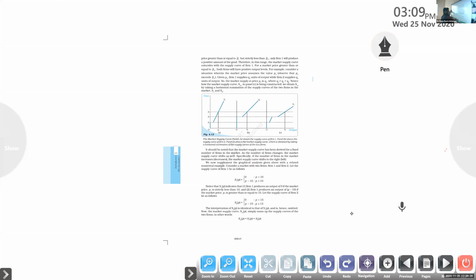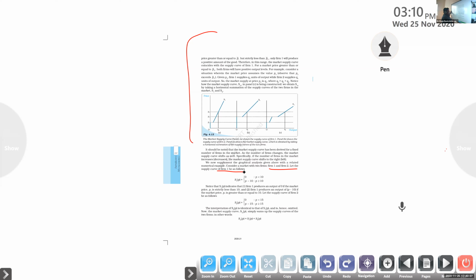Now, supplement the graphical analysis given above with a related numerical example. We are going to explain it numerically. Consider a market with two firms, firm 1 and firm 2, which we explained graphically with these three panels. Now we are going for a numerical example of how the market supply curve changes. There are two firms, firm 1 and firm 2, which could also be production units, companies or plants.